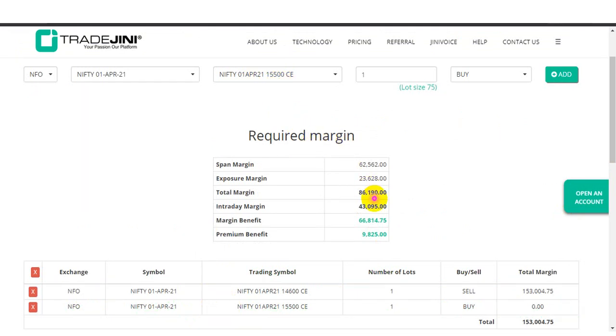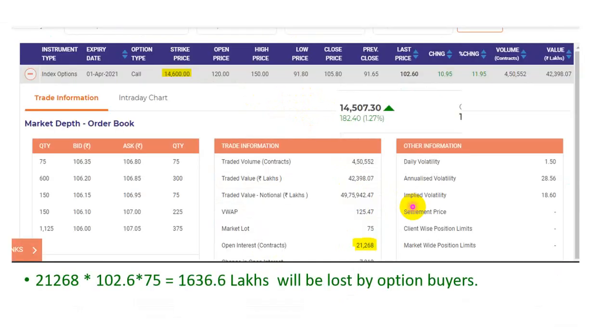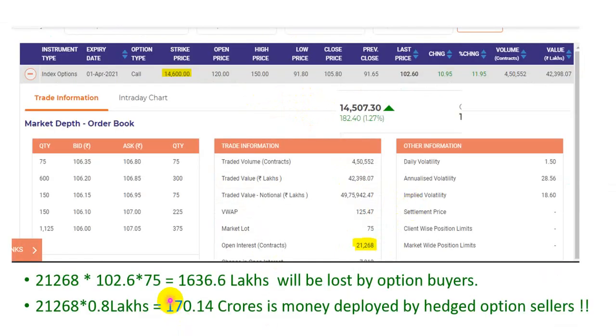Let him buy. What happens if he buys? That will come separately. Now for understanding margin benefits, I am saying from 1.53 lakhs he came to 86 lakhs. Now how much do you see? The same example: instead of spending 325 crores, he is spending only 170 crores.